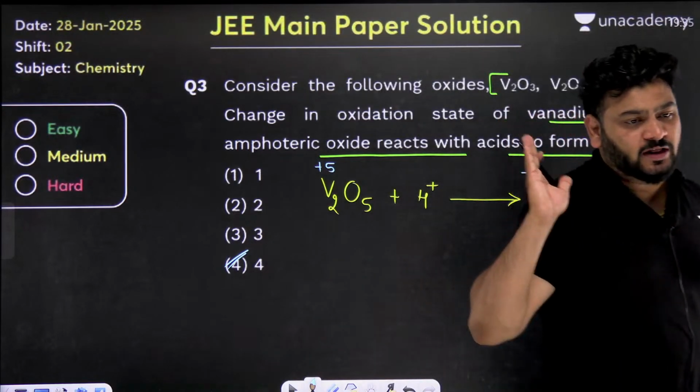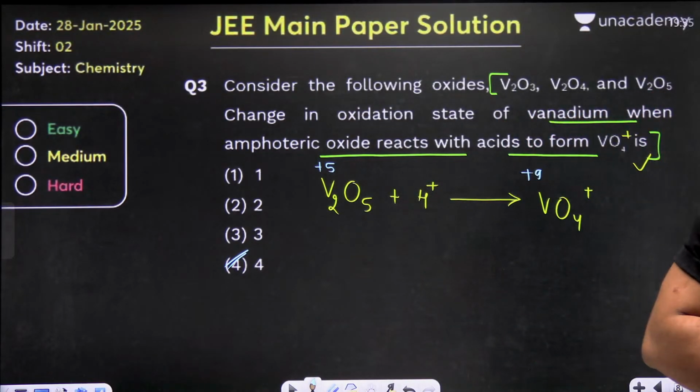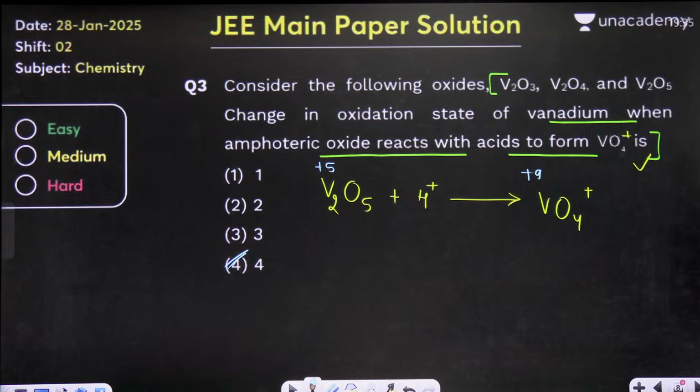Now do let me know whether you people saw this question in your exam. Was this question over there? Meanwhile I'll recheck this question, whether the question is the same or a bit different. Vanadium pentoxide converted to VO4 positive.